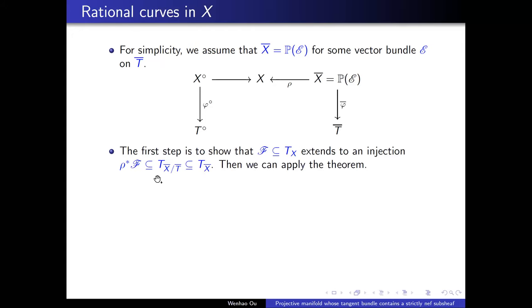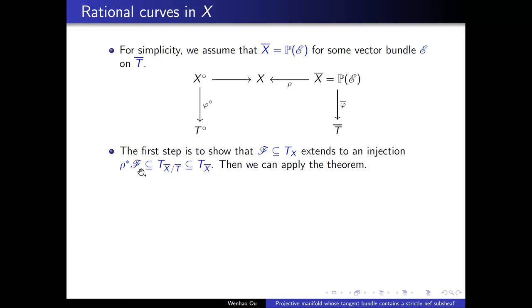This is something that we need to prove, and the proof is maybe not really difficult, but it's quite complicated. It's elementary but complicated. We are going to prove that this pullback of F, which is naturally inside the pullback of TX, is indeed also contained in TX bar. And indeed, it is also contained in the relative tangent, because this guy is strictly nef on every fiber of phi bar.